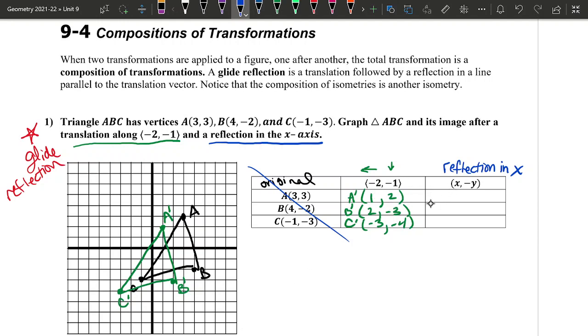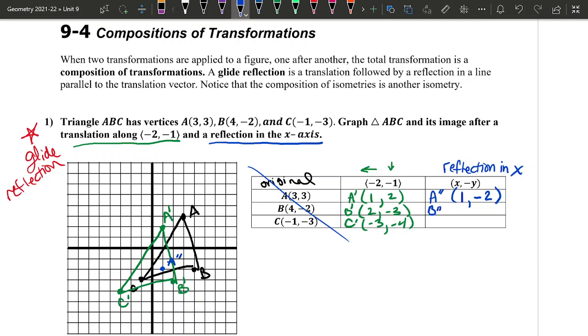So A double prime is the x value stays the same and the y value changes sign. So 1, negative 2. So I go over 1 and down 2. And that's A double prime.